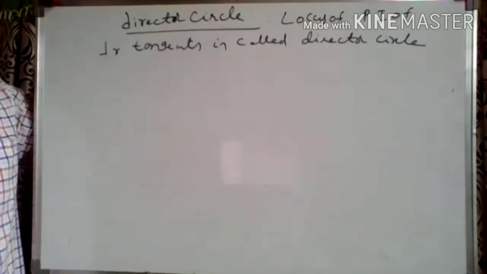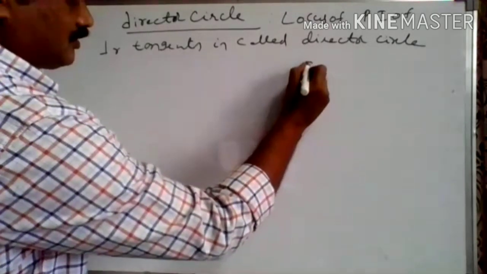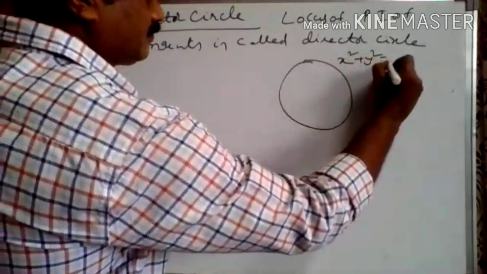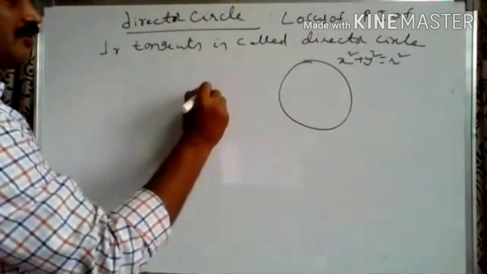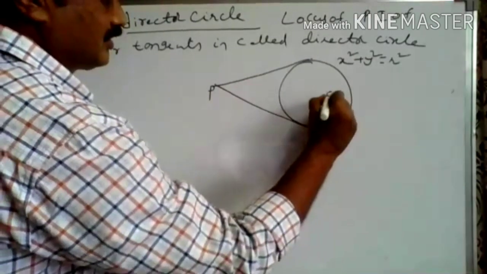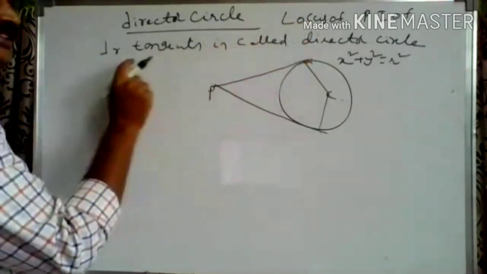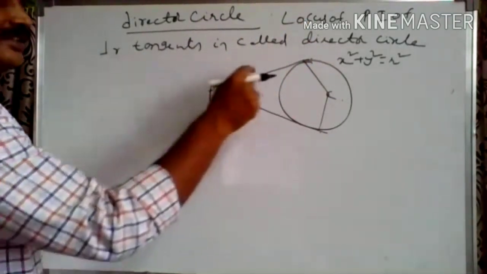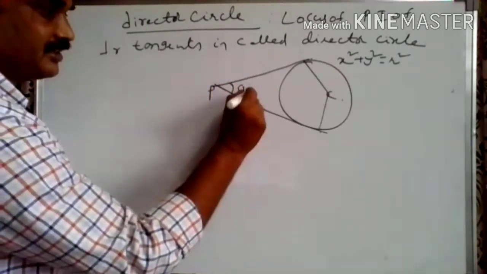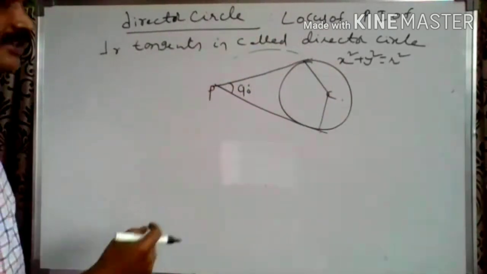What is the director circle of x square plus y square is equal to r square? Suppose I'm taking the circle equation x square plus y square is equal to r square. From an external point, we can draw two tangents. This is the center. Locus of point of intersection of perpendicular tangents is called director circle. Here the angle is 90 degrees. What is the director circle?